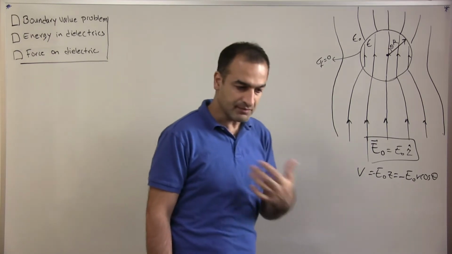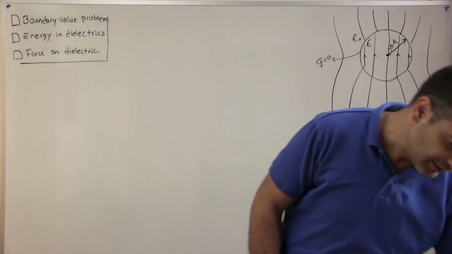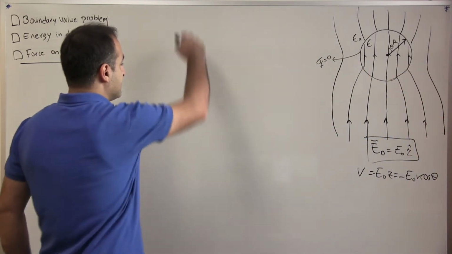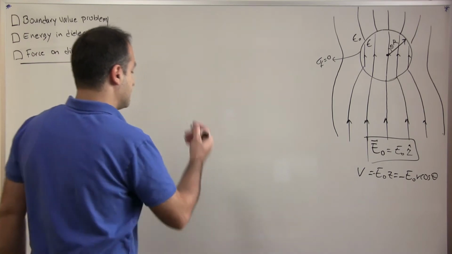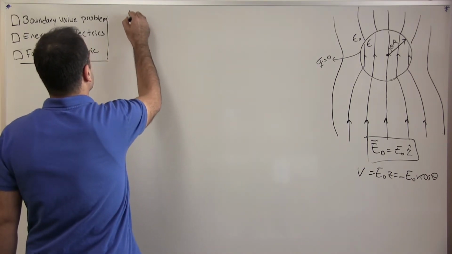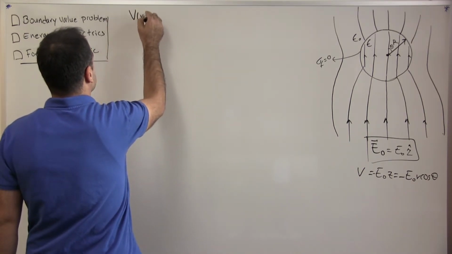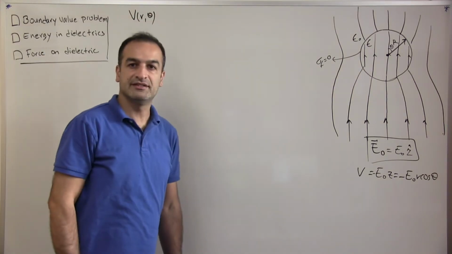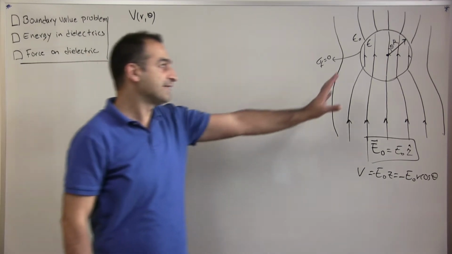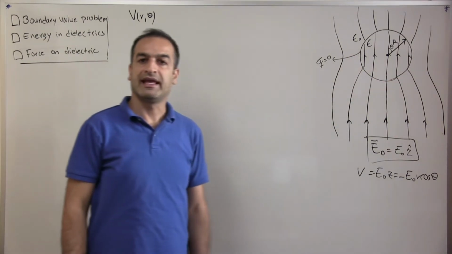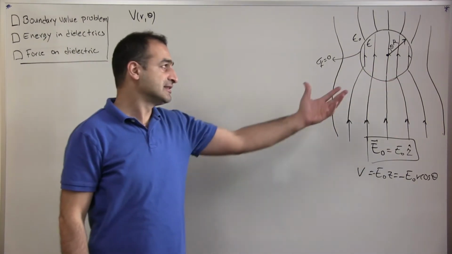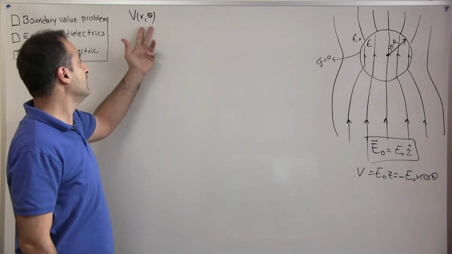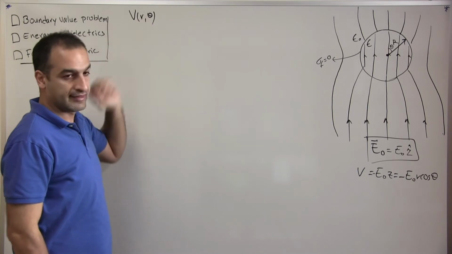Okay, so I'm going to go over them one by one, and I want to write them on the board and then we continue. So the general solution following separation of variables for such a problem, V, the potential as a function of the radius and theta. Here we have symmetry in the azimuthal direction, so there's no dependence on phi. The potential is going to be only a function of r and theta.